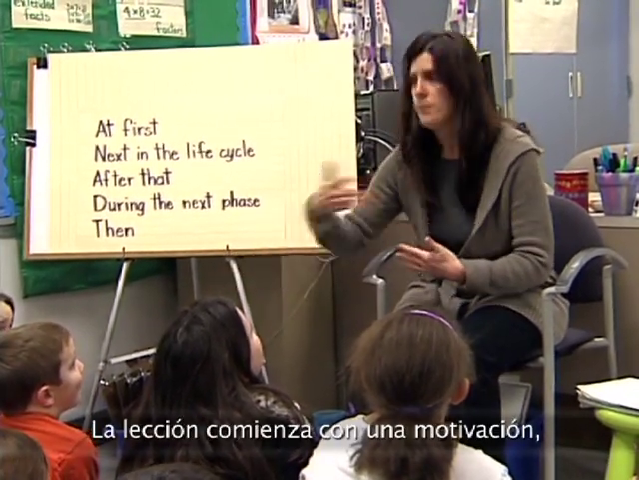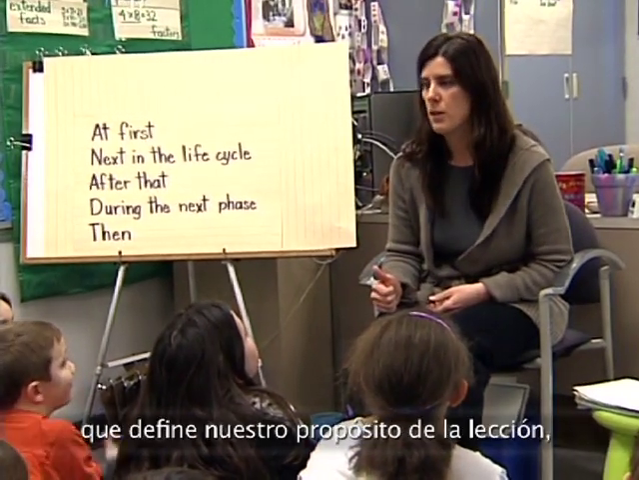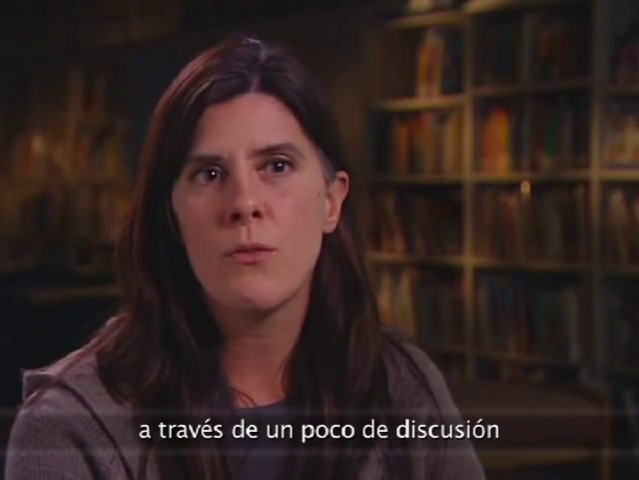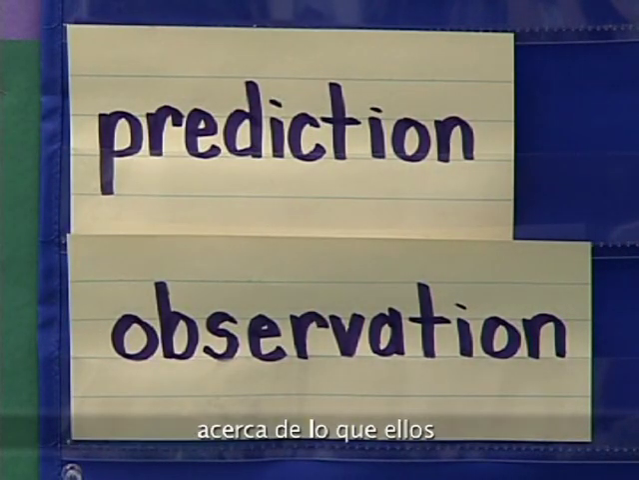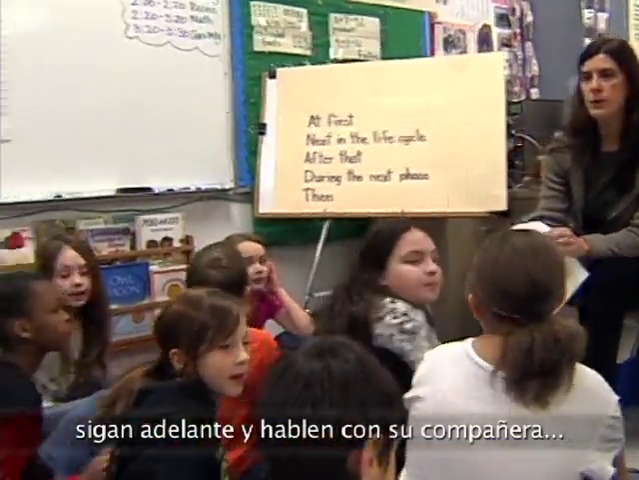The lesson starts out with engagement. We talk about a focused question that sets our purpose for the lesson. We activate their prior knowledge through a little bit of a discussion, and then the students made a prediction about what they thought they would observe. Okay, go ahead and talk to your science partner.